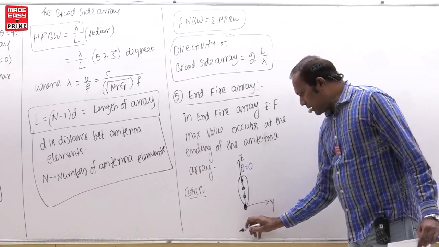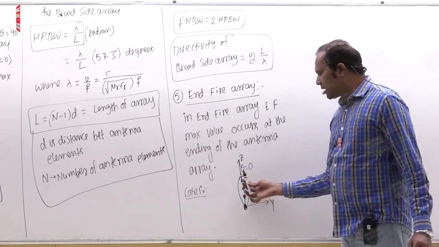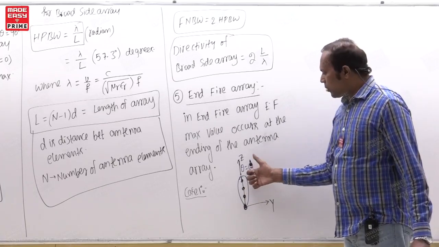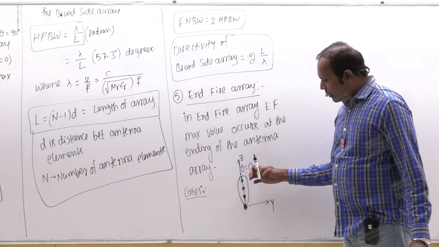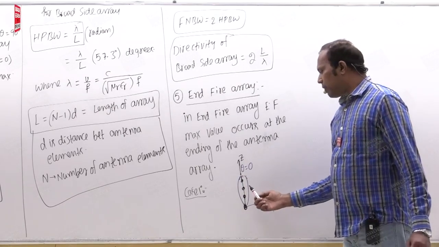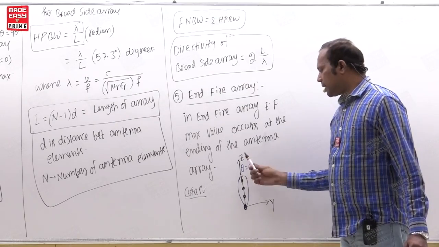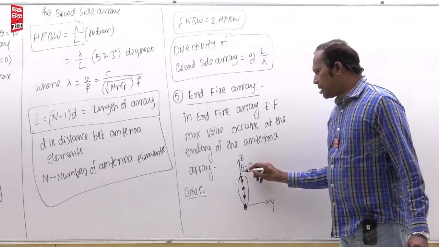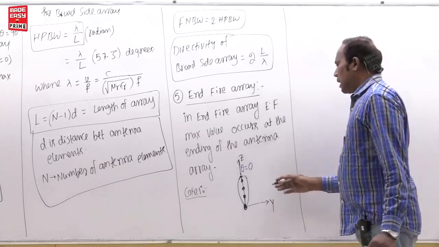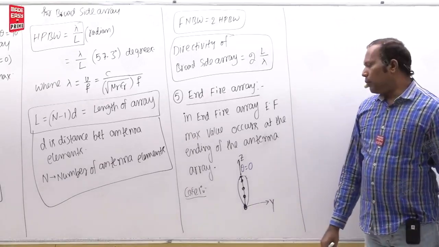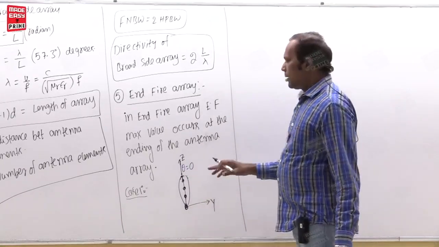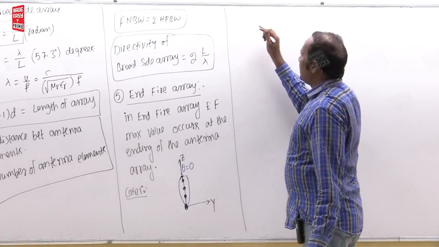If you want maximum radiation in the down direction, actually ends means the antenna array ending means this is one end, top side, bottom side also one end actually. So if maximum electric field is required in this direction, then for this theta is equal to 0. Theta is equal to 0, student. Now you start doing design.